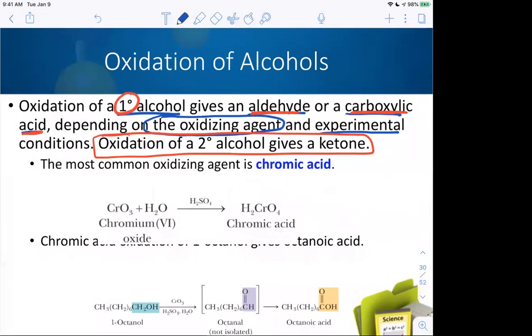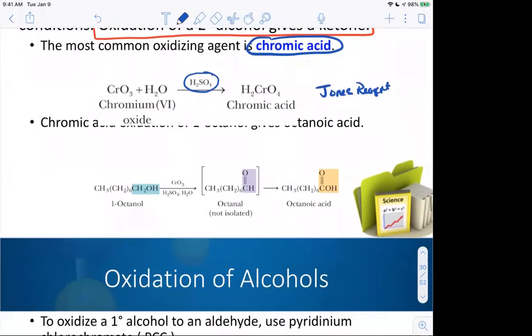The most common oxidizing agent is chromic acid. This is generally formed when I take chromium 6 oxide in the presence of water and H2SO4. I make chromic acid. This is also called Jones reagent, and this is a very, very strong oxidant. So here's what I'm going to look at. When I have a primary alcohol, under these conditions, the primary alcohol is going to first go to the aldehyde.